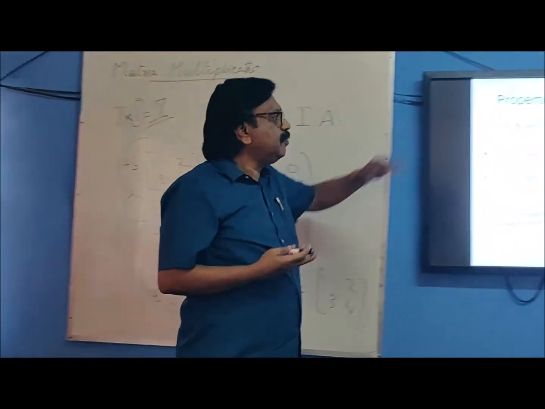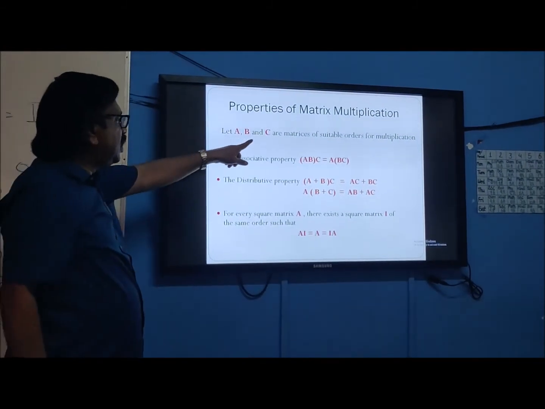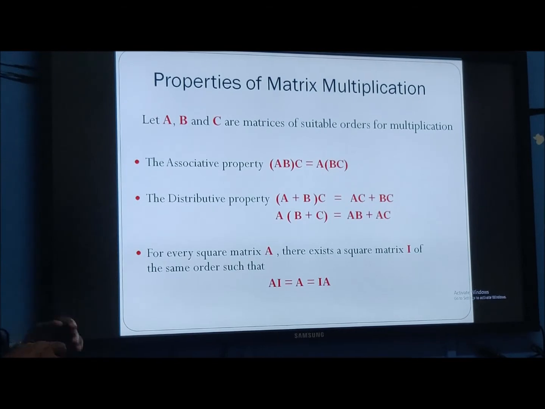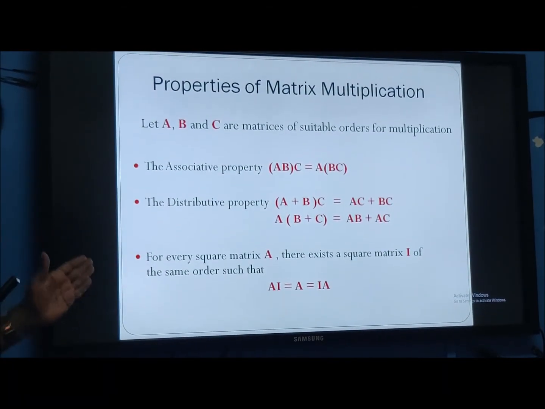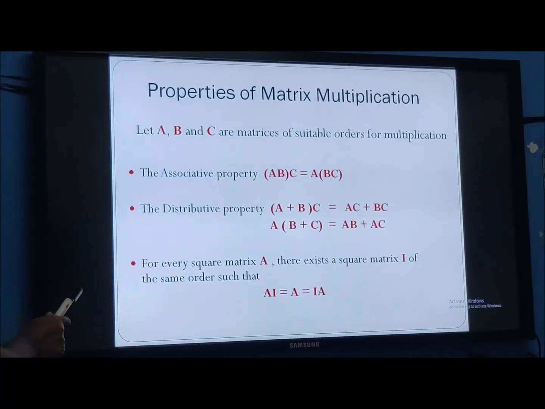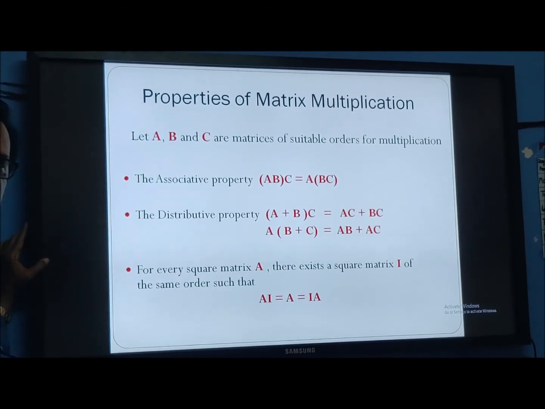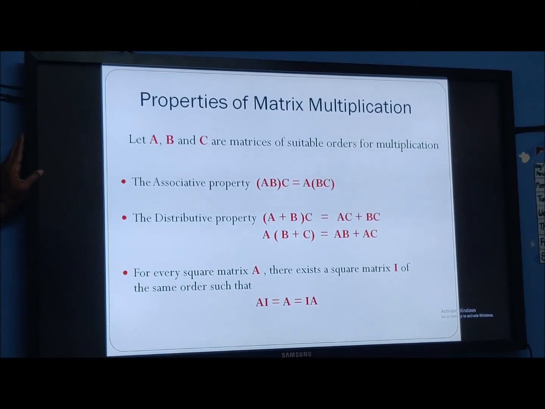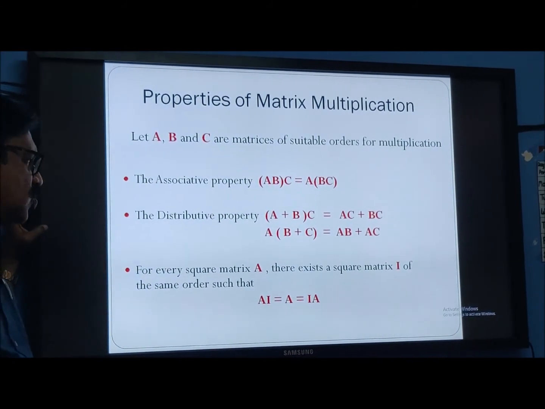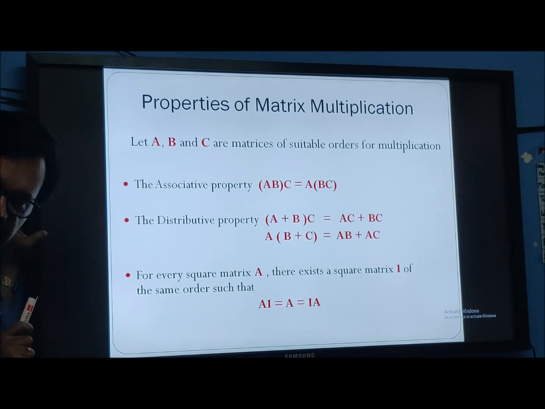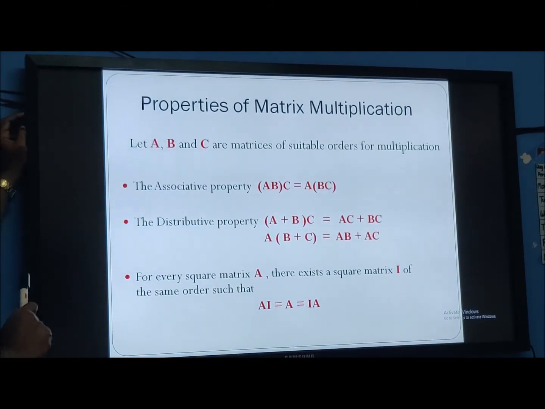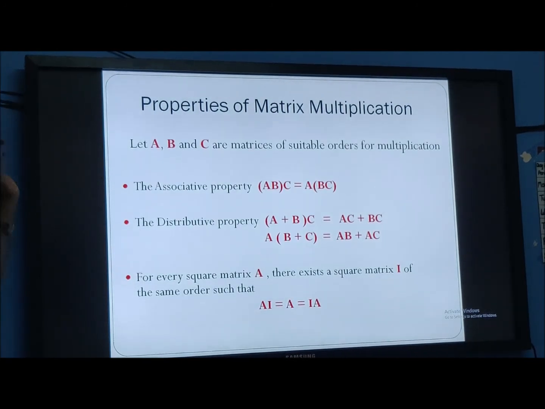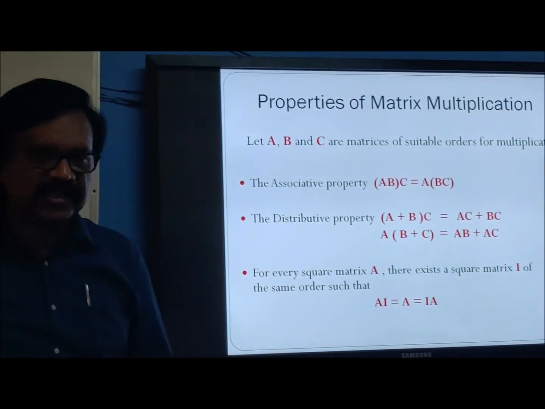You see the properties here. Let A, B and C be matrices of suitable orders for multiplication. The associative property: AB into C is A into BC. The distributive property: A plus B into C equals AC plus BC, or we can say A into B plus C is AB plus AC. Another one: for every square matrix A, there is an identity matrix I such that A into I equals I into A. These are the properties of matrix multiplication. This is the basic concept of matrix multiplication.